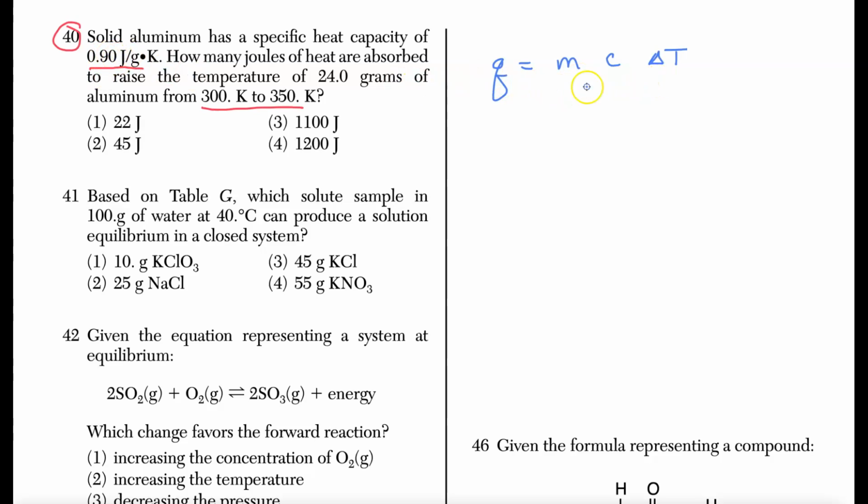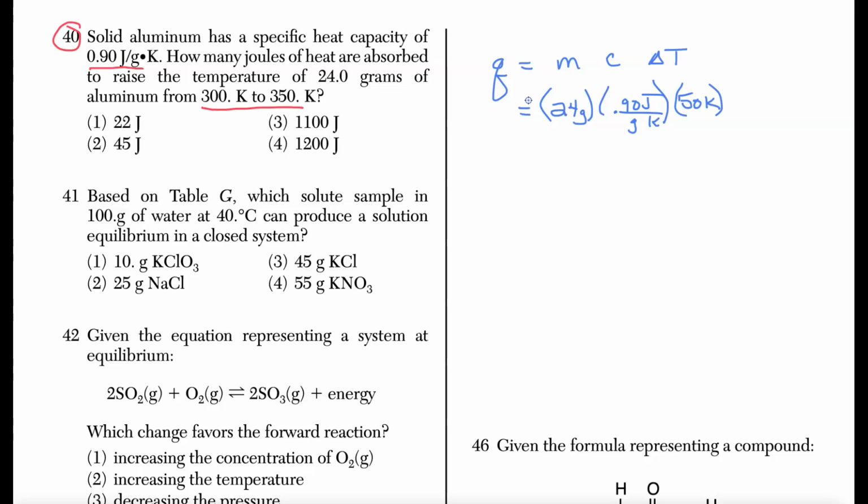Understand these Q formulas are always the same thing. Mass of the aluminum, which is 24, times the specific heat of aluminum, which is 0.90 joule per gram per Kelvin, times the temperature change. Well, 350 minus 300, that's just going to be 50 Kelvin. And it's a plug and chug. So far in this test, all we've done is find the right formula and plug. We don't put the water in. The Q formula is always the same.